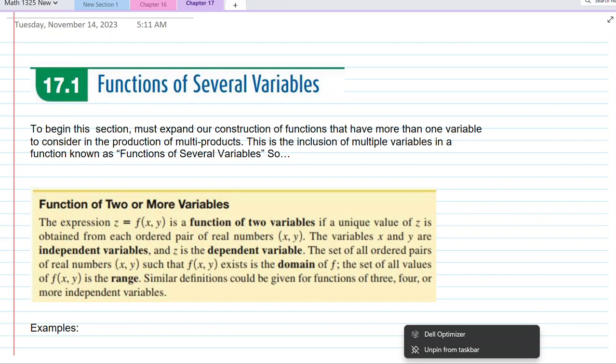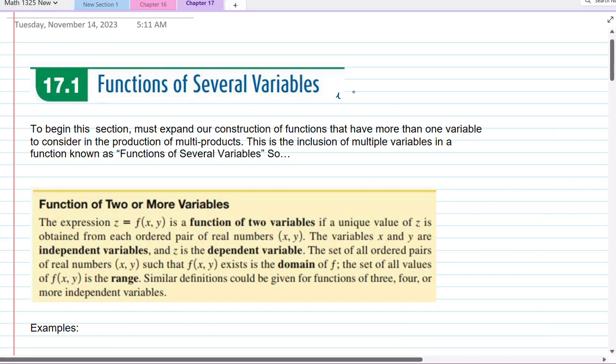17.1, and we're near the end of this semester, and I think we're going to make it. This one is titled Several Variables. So now we have a complicated scenario of having variables represent independent items.